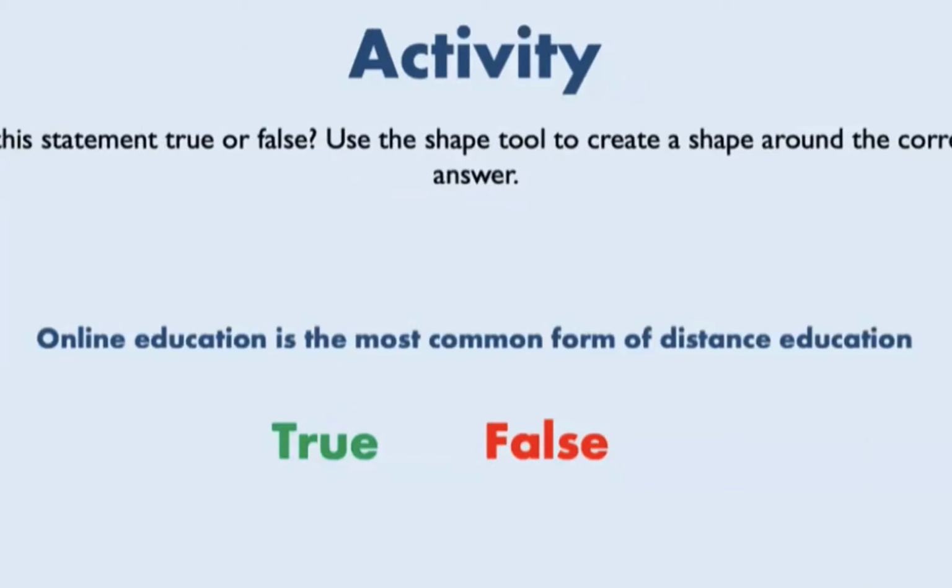So here's an activity. We're going to use the shape tool to create a shape around the correct answer, such as a circle or a rectangle. So I'll call on Trista this time. Trista, if you want to click the squiggly line in the top right corner and answer the question by circling or putting a square around it. Online education is the most common form of distance education. True. Yes, that is true. Online education is the most common form of distance education right now. Okay.